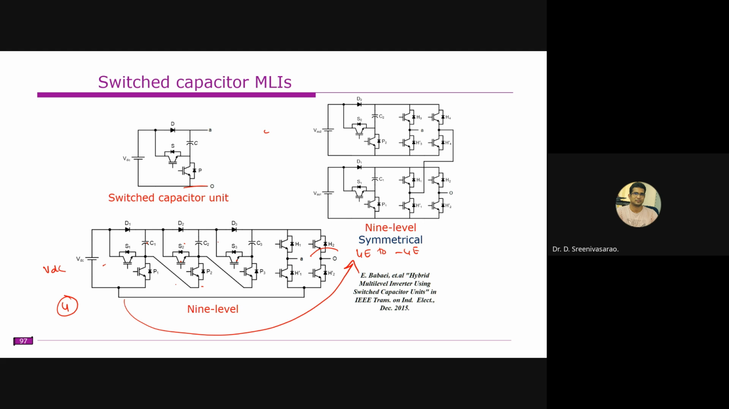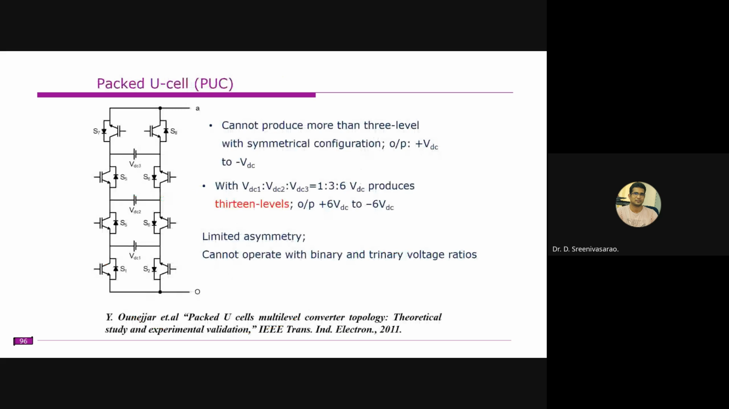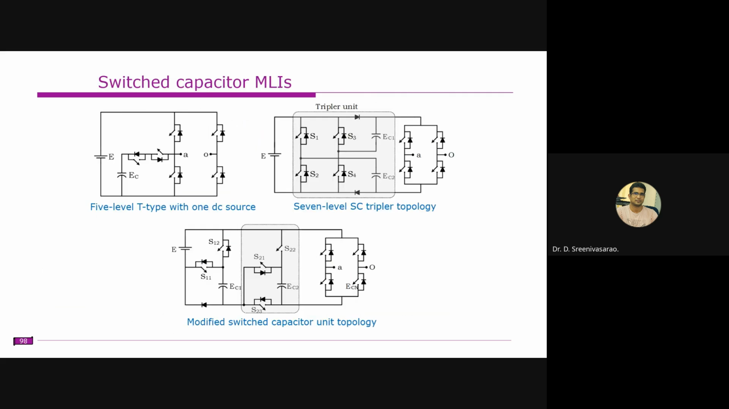Understood? So with a single DC source, you can actually increase the number of levels. There are many other topologies like this. This is also a switched capacitor topology. You have one DC source, and multiple capacitor units. For example, this one, maybe the gain will be 3 times, and maybe this gain will be some other multiple, right?